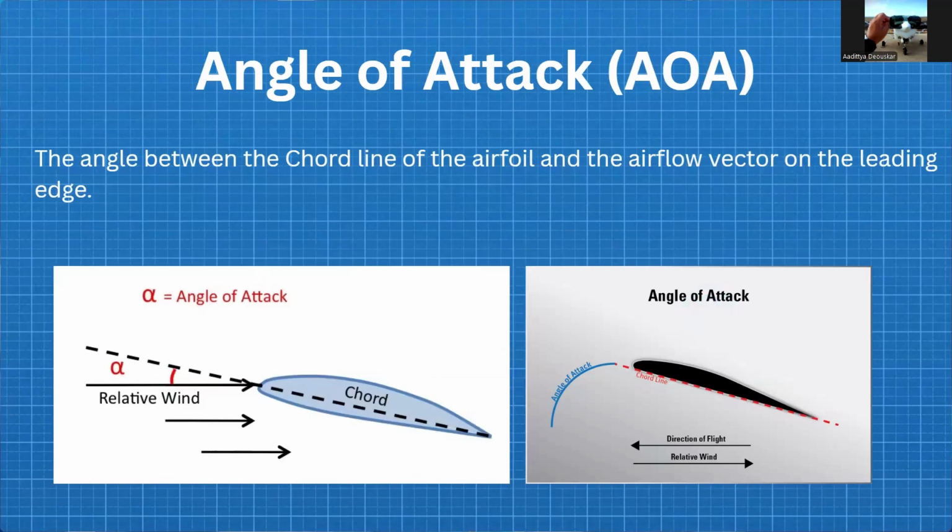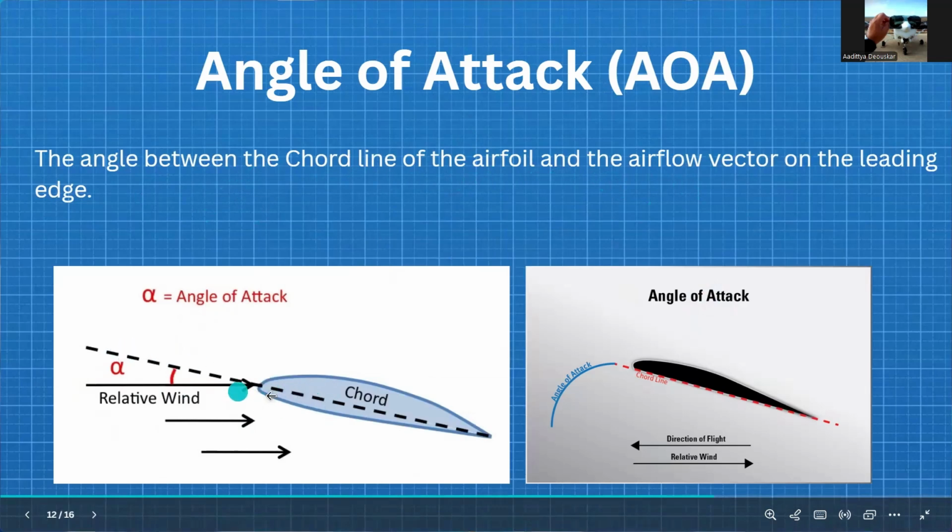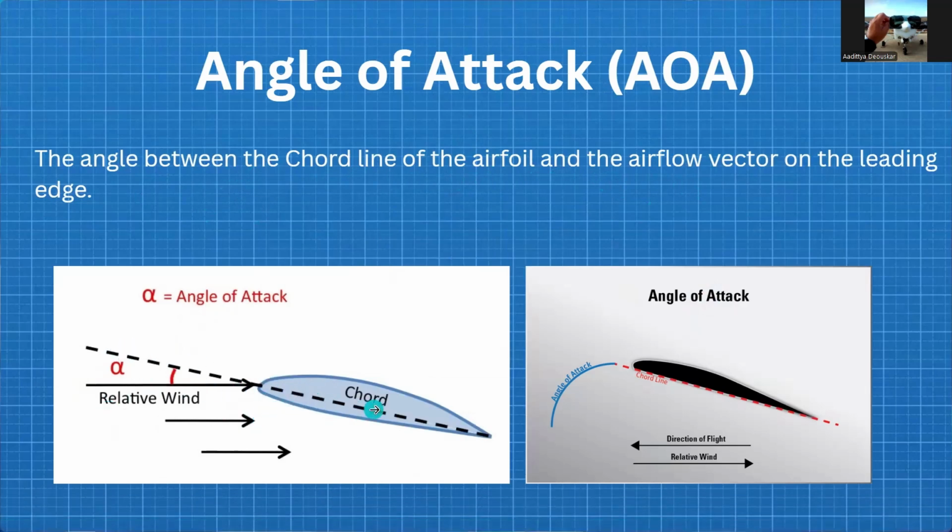Now let us come to angle of attack. Angle of attack, or AOA or alpha, is the angle between the chord line of an airfoil and the airflow vector, or the direction of the relative wind. The angle between the direction of the wind and the chord line gives you the angle of attack. In layman's terms, you could say it is the tilt of an aircraft wing or an airfoil. Okay. So that is that.